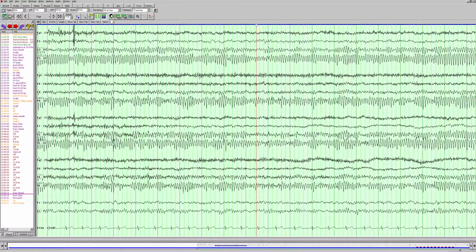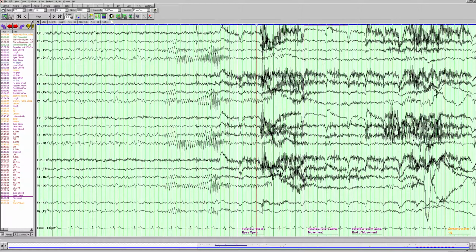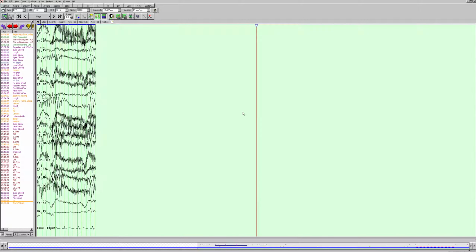And here again, we see nice normal EEG. And again, here we see these eye movements. The patient's getting drowsy. This is just horizontal eye movements. And she's waking up here, and the study is over. So this is a normal EEG.